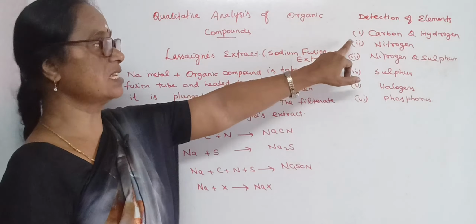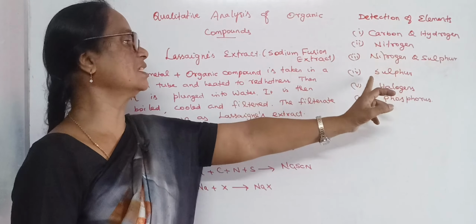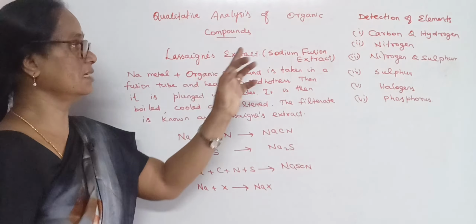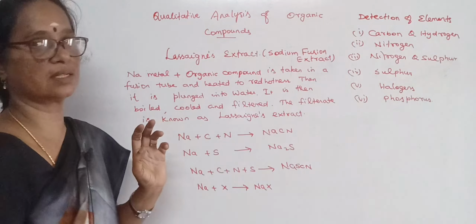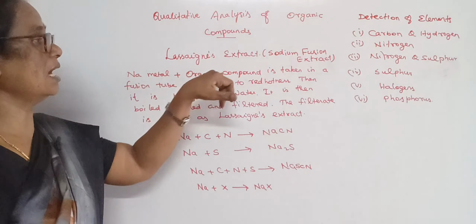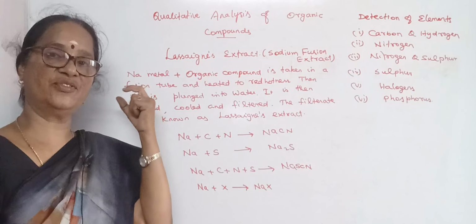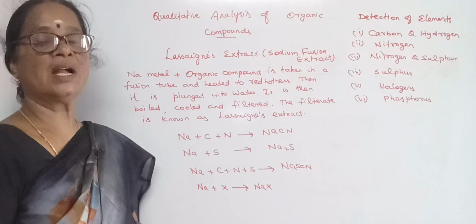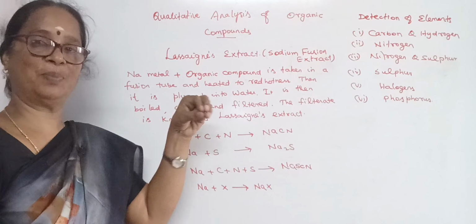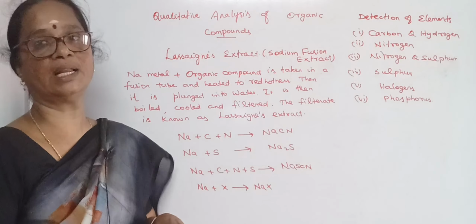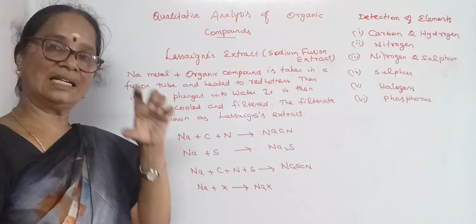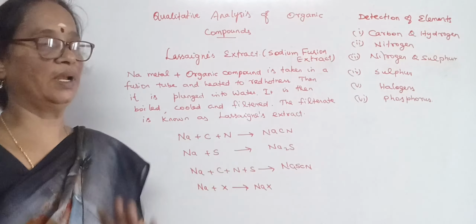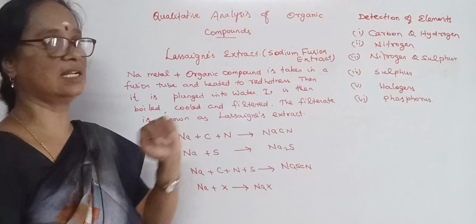To detect the presence of nitrogen, sulfur or halogen, we have to prepare LASSAIGNE'S extract, that is nothing but sodium fusion extract, in which sodium metal and the organic compound are taken in a fusion tube, a very small tube, and heated to red hotness. Then the red hot tube is plunged into about 20 ml of water taken in a china dish, and the content is boiled for about 10 minutes. After that it gets cooled, then filtered. That filtrate is known as LASSAIGNE'S extract.